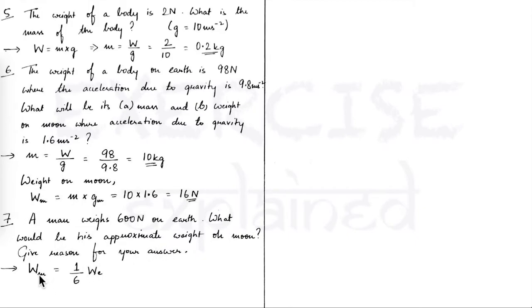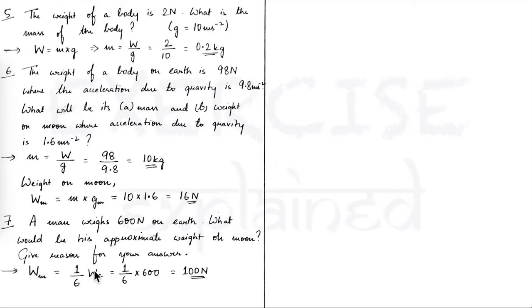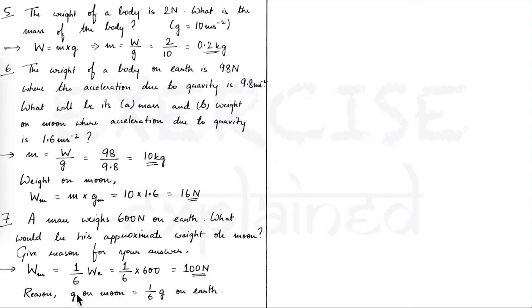So in the textbook there is an equation which says weight on Moon is equal to 1 by 6th of weight on Earth. So I just do that. That is 1 by 6 into weight of Earth. Weight on Earth I substitute as 600. So 1 divided by 6 into 600. So it gives me 100 newtons. So here reason is acceleration due to gravity on moon is equal to 1 by 6 of acceleration due to gravity on Earth.